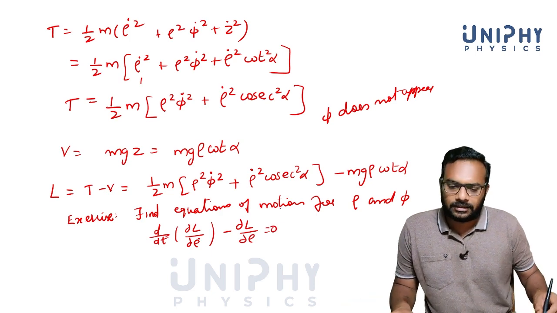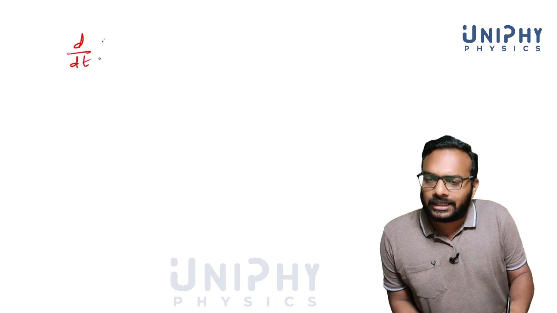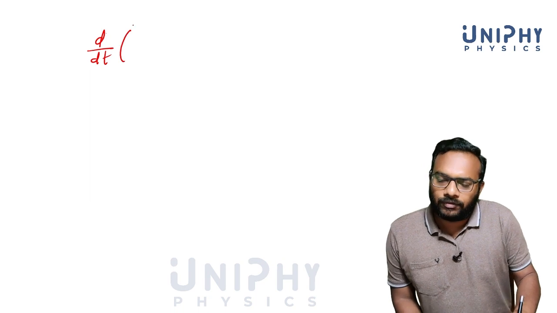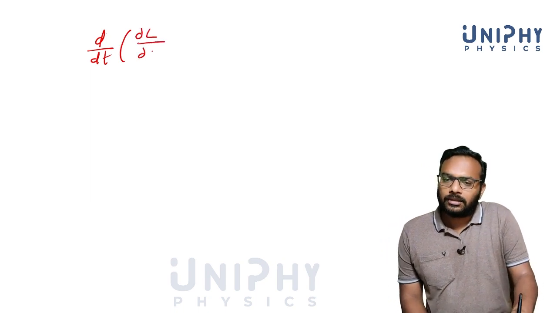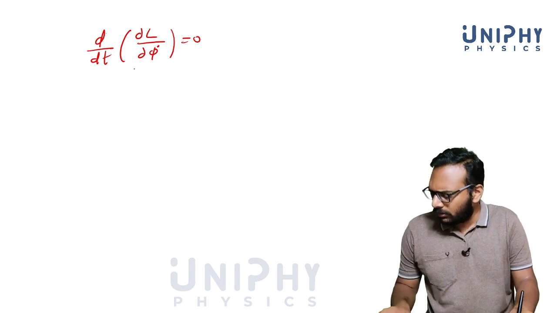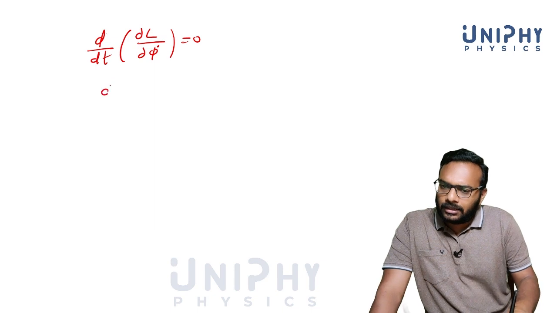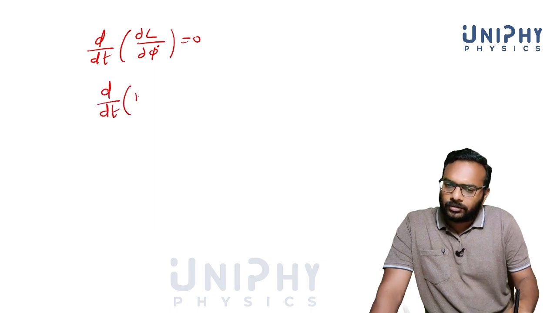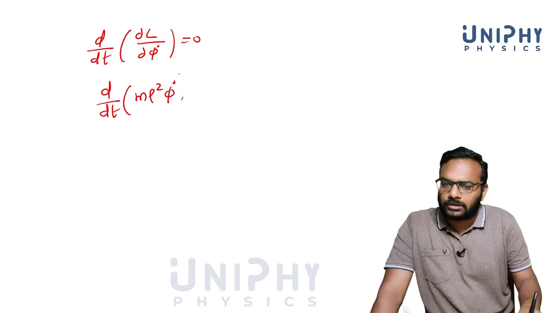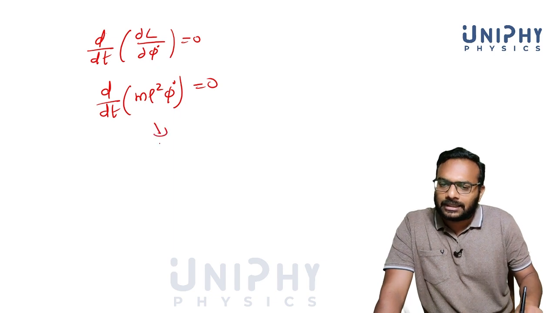Similarly for phi. For phi we see that it's a conserved quantity, because L does not depend on phi. So d by dt of dou L by dou phi dot is equal to 0. Or we can say that d by dt of m rho square phi dot, because dou L by dou phi dot is m rho square phi dot, is equal to 0. This is a conserved quantity.